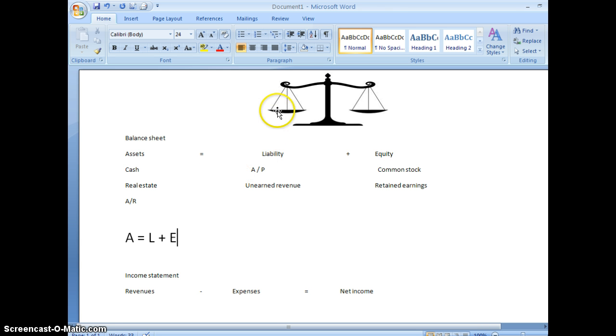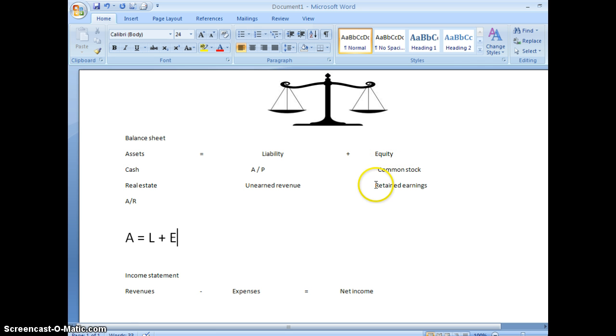Now, we're going to look at some things that make the scale go up or down. Okay? The first thing is cash. Now, the items under assets can be as follows: cash, real estate, accounts receivable. Accounts receivable is when someone owes you money. Liability, this is money you owe out. Accounts payable, meaning you've bought something and haven't paid for it yet. Unearned revenue means someone paid you to do some work that you haven't done yet. That's a liability because if you don't do the work, you owe them the money back.